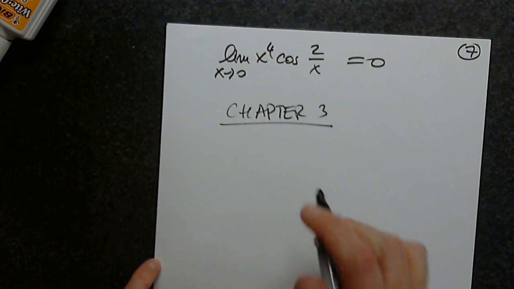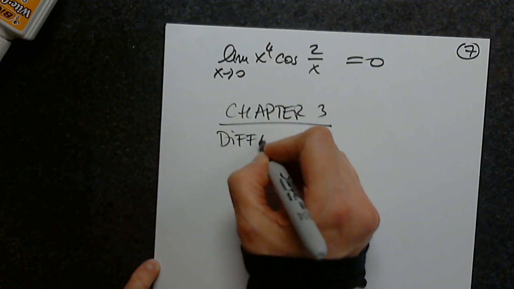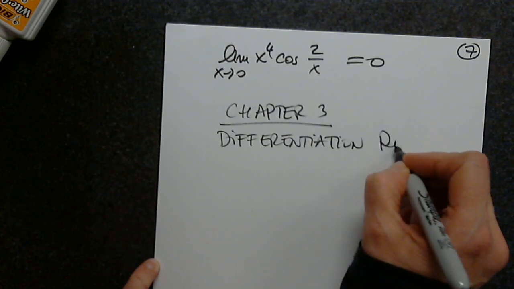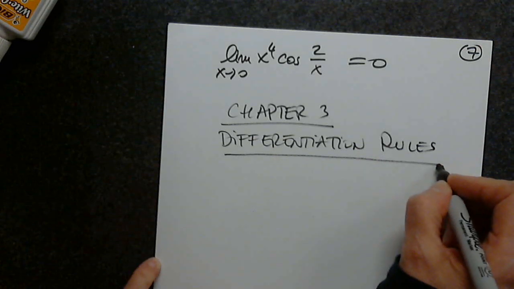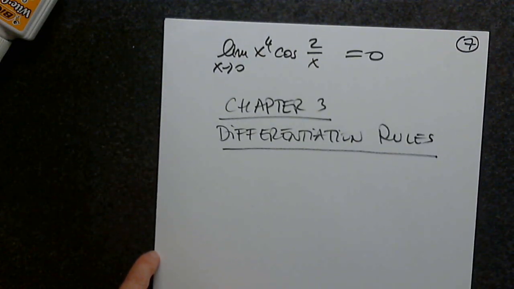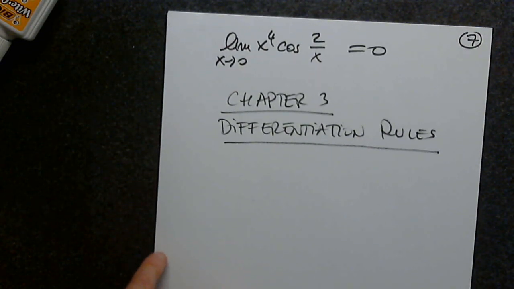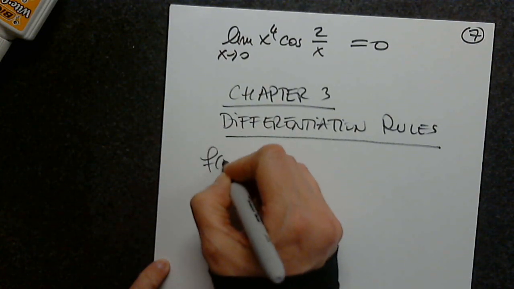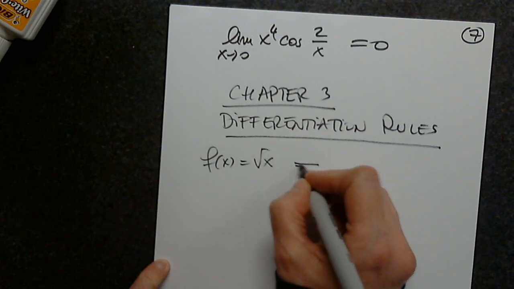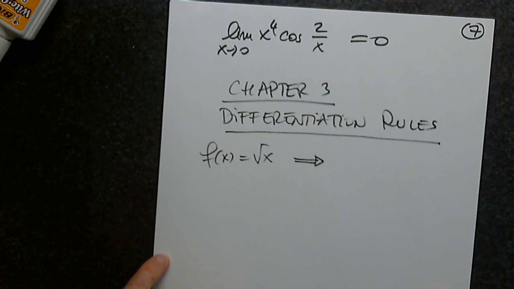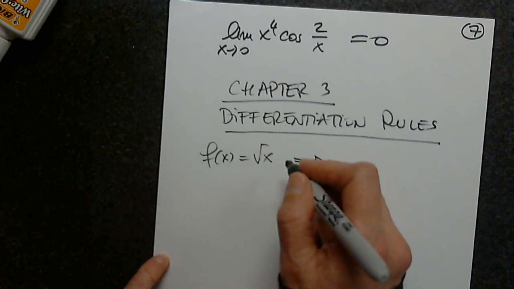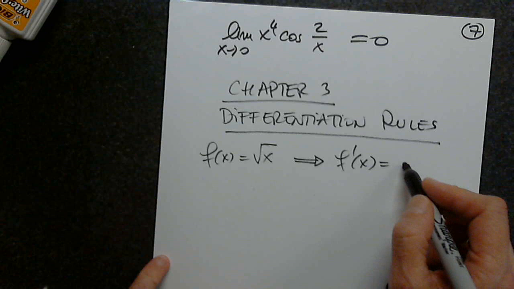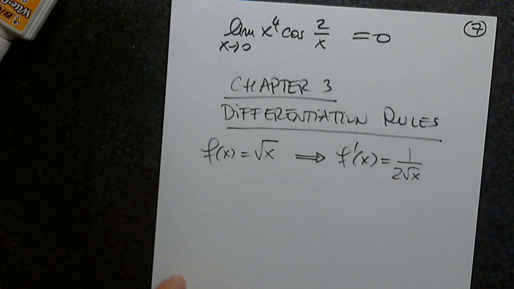Okay, chapter 3 deals with differentiation rules. So chapter 3 makes our life easier. I would like us to look at one function that we already know the answer for. What is f prime? For this function, what is f prime? Very good, 1 over 2 square root of x.